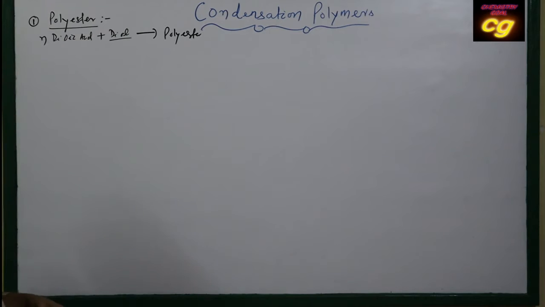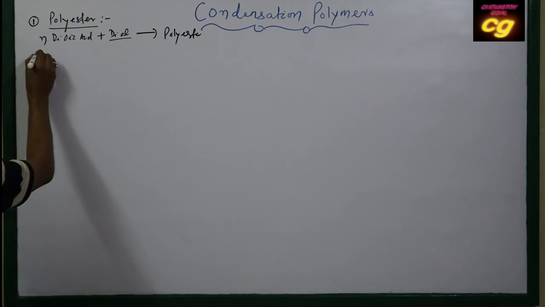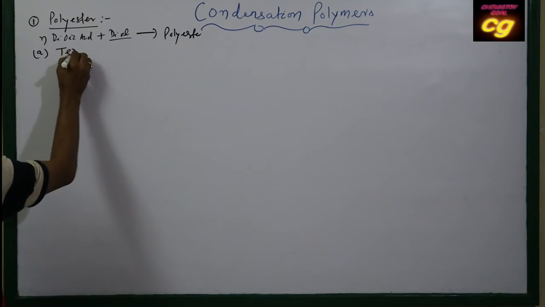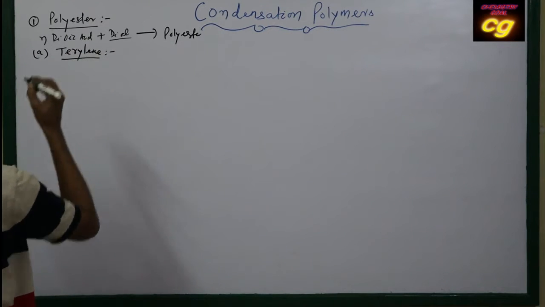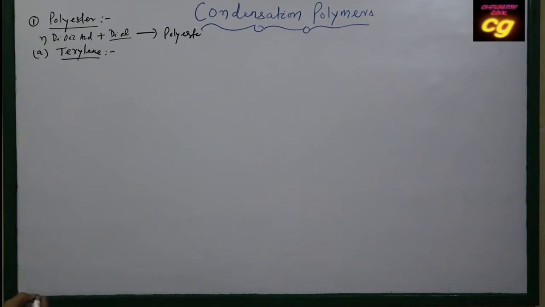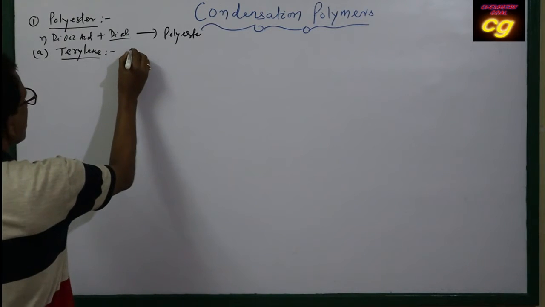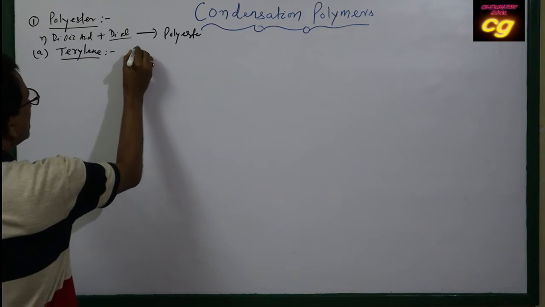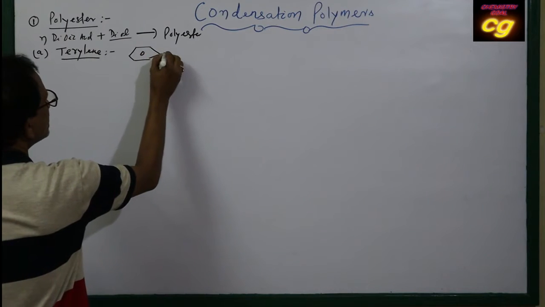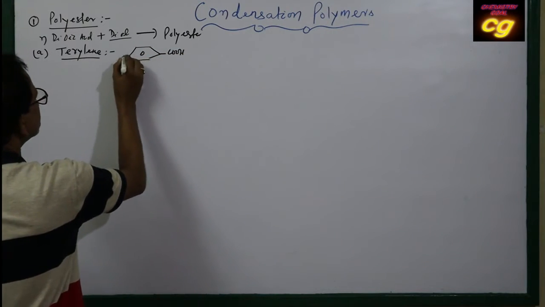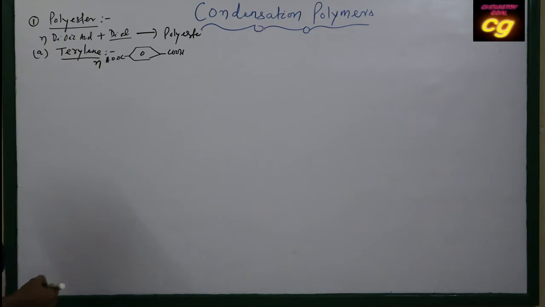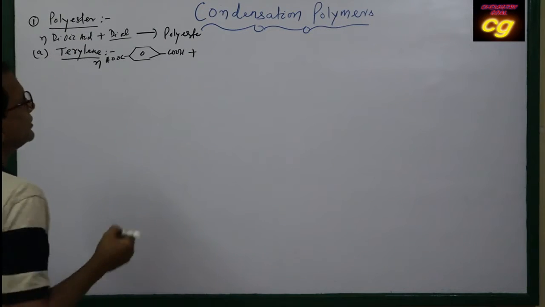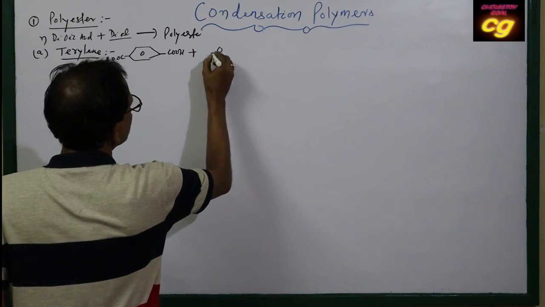So polyesters are of different types. One very important one is terylene. Terylene is also one example of polyester. Terylene is formed by the combination of terephthalic acid. This is your terephthalic acid. n number of terephthalic acid when combined with diol. The diol is ethylene glycol.